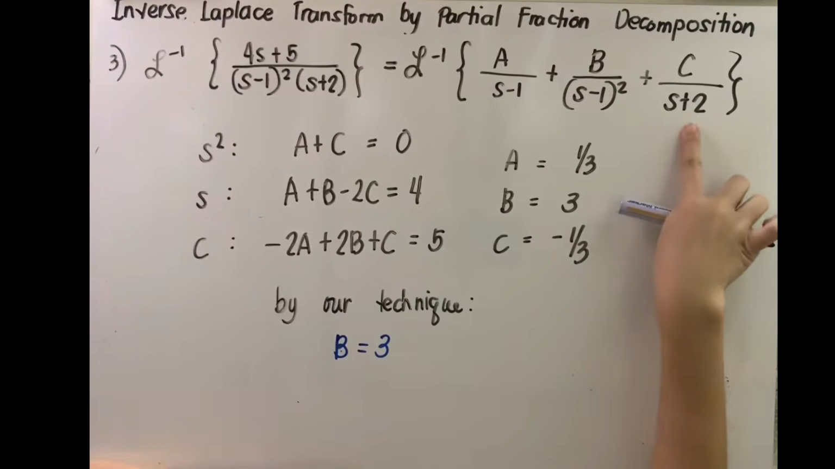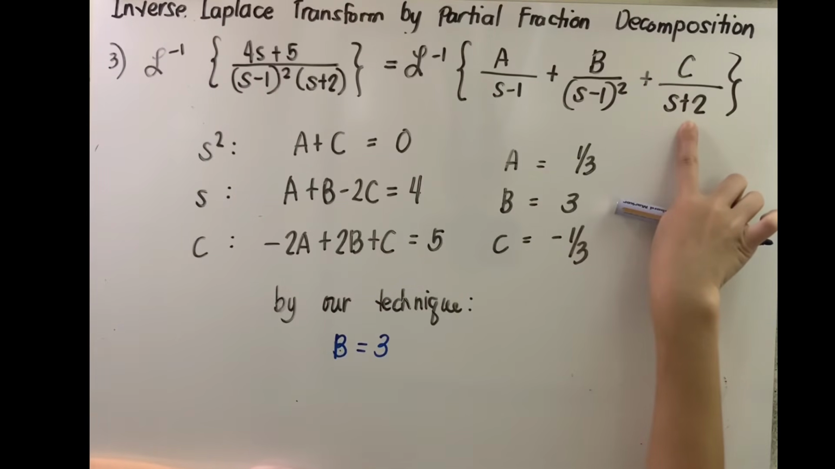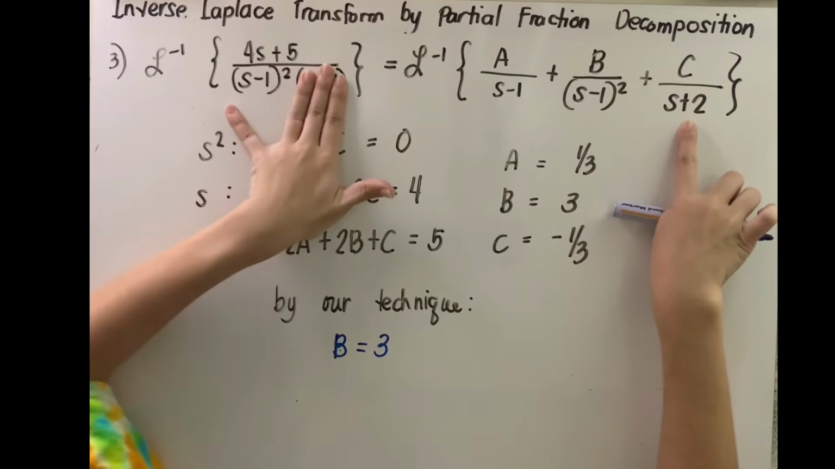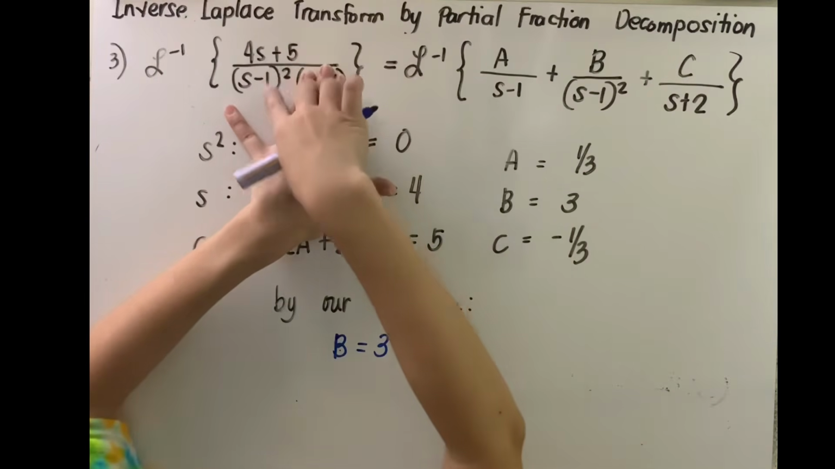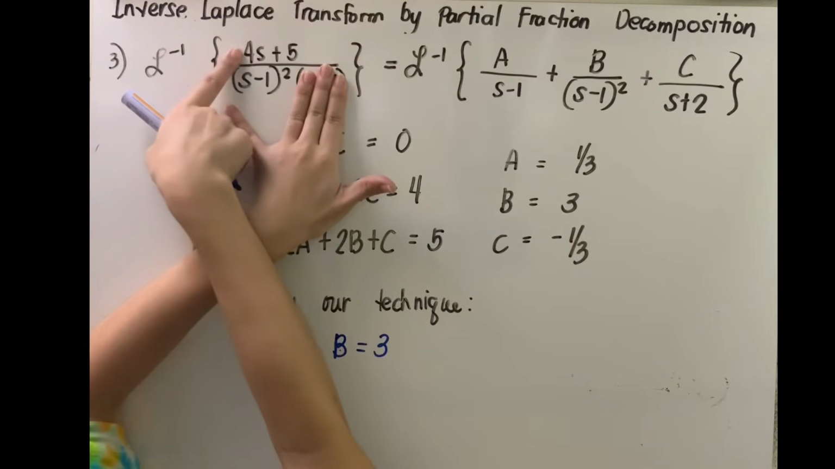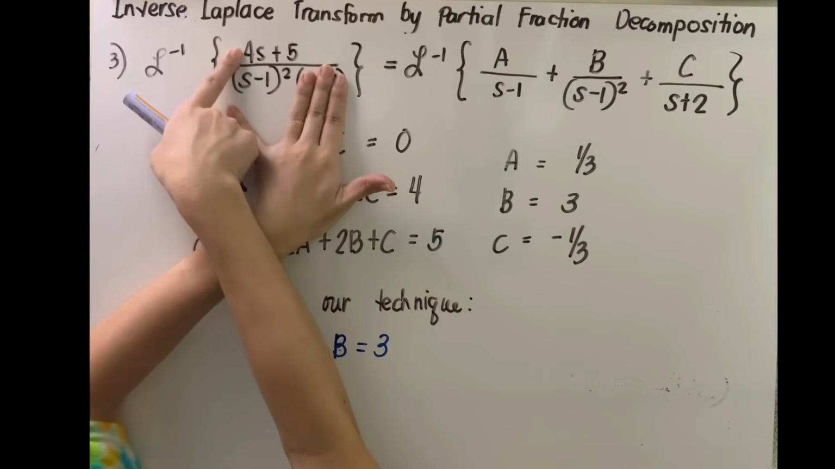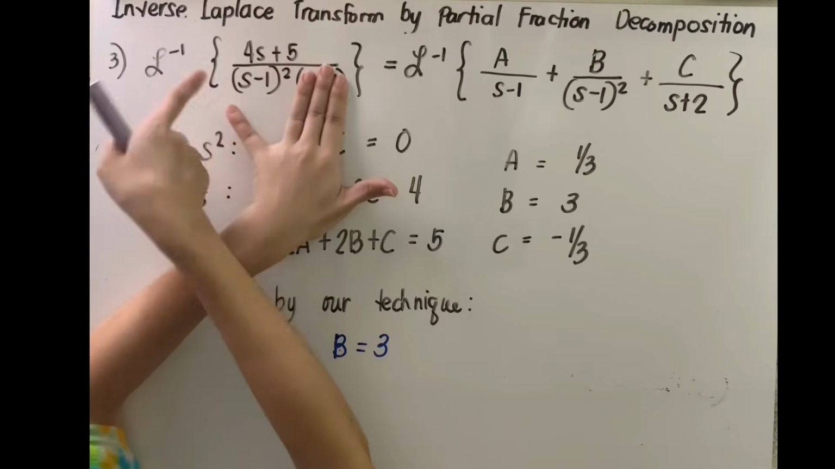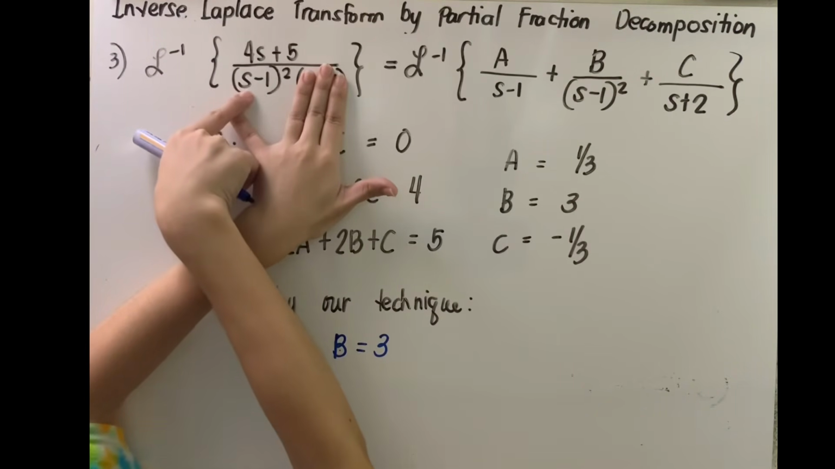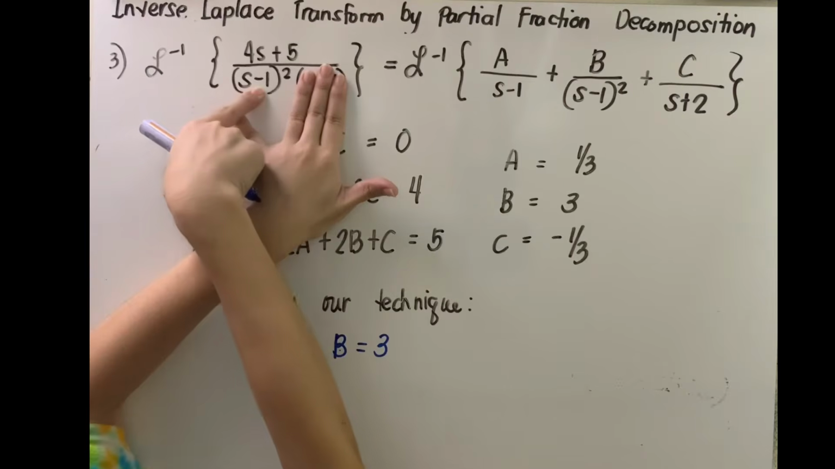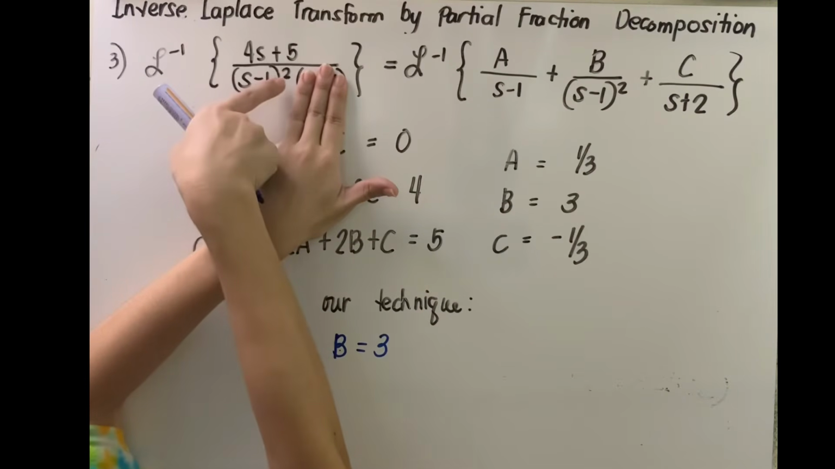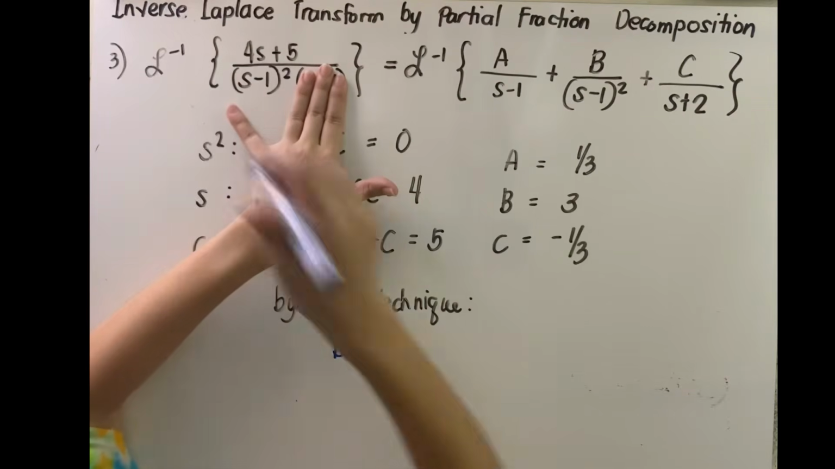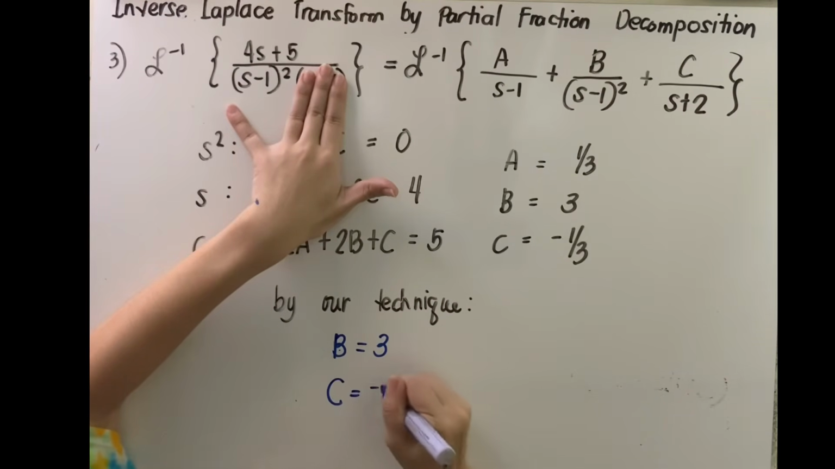For s plus 2, if I'm going to equate s plus 2 to 0, I'll get s equal to negative 2. So, I'm going to cover this and substitute negative 2 to the remaining terms. So, you'll get here negative 8 plus 5. That's negative 3 all over negative 2 minus 1. So, that's negative 3 squared. That's positive 9. So, I have here negative 3 over 9, that's negative 1/3 for C.